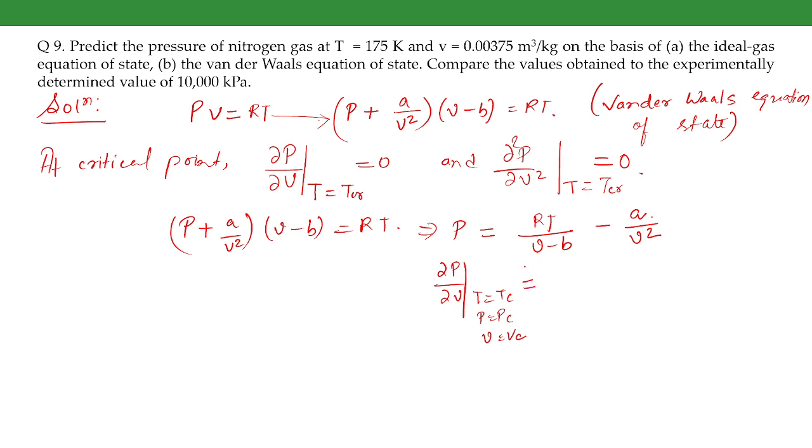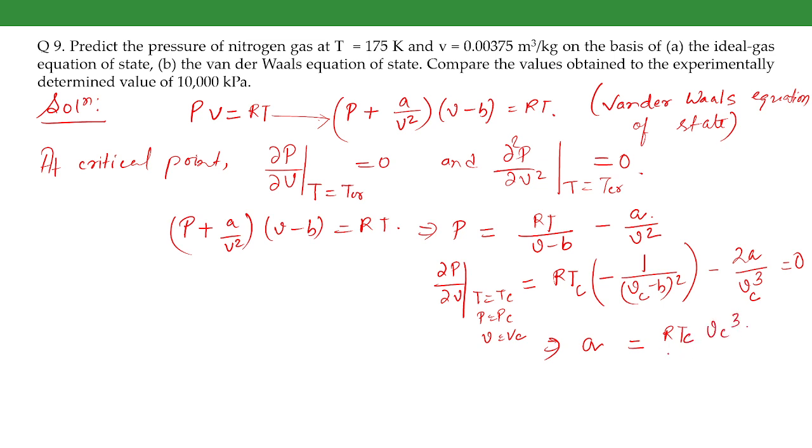So first we differentiate it. It comes out to be RT times, this differentiation will give, minus 1 by V minus B whole square, minus twice A by V cube. This is 0 since it is at a critical point, so this will be TC, this is VC, and this is also VC. So we can write A to be equal to RTC VC cube by 2 times VC minus B whole square. This is equation 1.